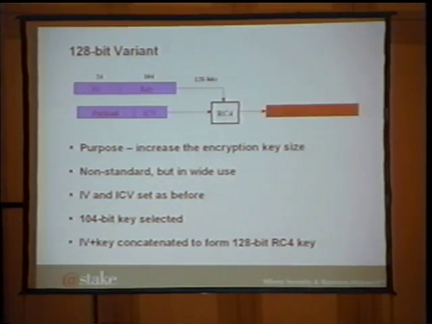Okay, so the 128-bit variant, the purpose, of course, is to increase the key size. I guess they were hoping for stronger security. The 128-bit variant is non-standard, but it is in widespread use, and all the people who implement it do it the same way for interoperability. All the encryption steps that were outlined earlier are almost exactly identical, except in the key selection, a 104-bit key is selected instead of a 40-bit key. And then during the encryption process, when the IV and the key are concatenated together, the resultant RC4 key is actually 128 bits long, which is shown here in the diagram.